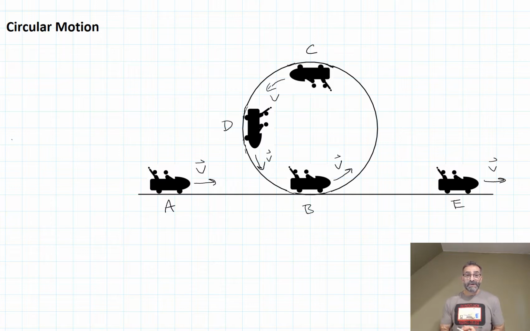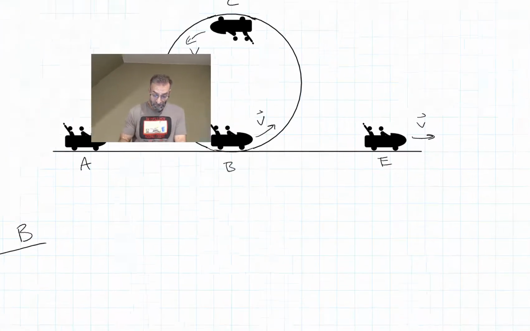Let's start with our roller coaster car at point B. And we'll assume it's on the circular part of the track there and it's turning up and it has centripetal acceleration. What's the first thing we do for a dynamics problem? Draw a free body diagram.